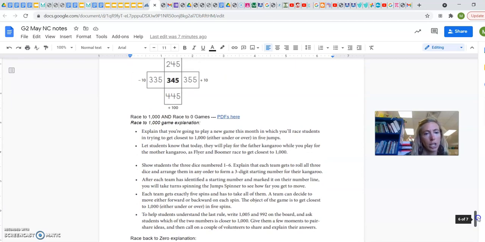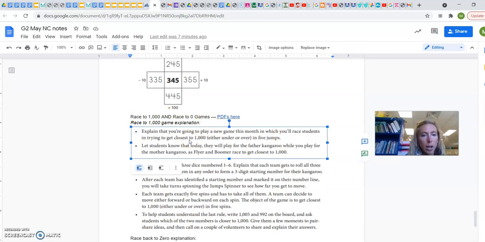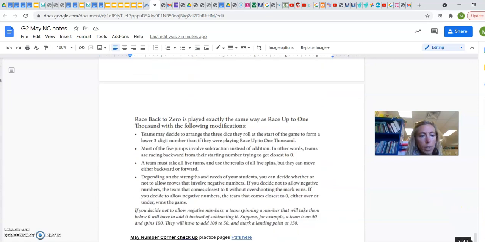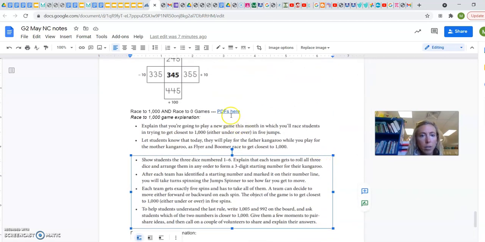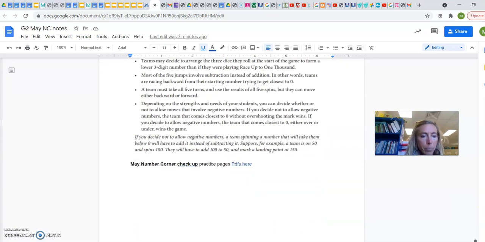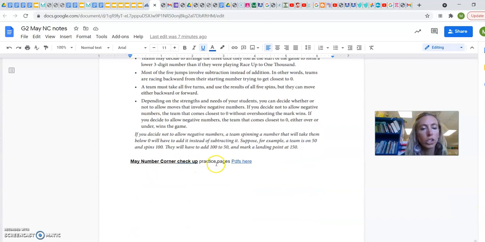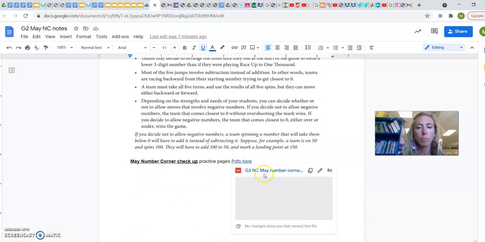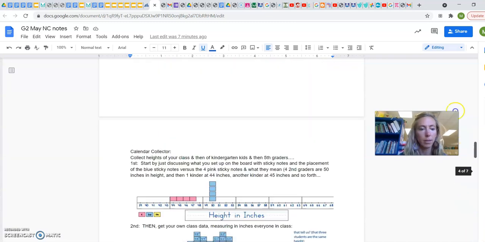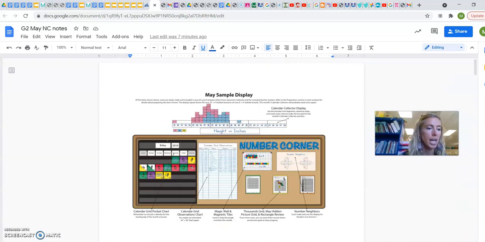Okay, and then Number Line ending with 2 games that I think I had shared with you for the last part of the year, but you have Race to 1,000 and Race to 0. You can read about how you play Race to 1,000 here and read about how you play Race to 0 here. The PDFs for those games are there. And then the final part would be the May Number Corner checkup that you could just use as practice pages if you wanted to, if you like any of those problems. All right? Okay, month of May. Woohoo!